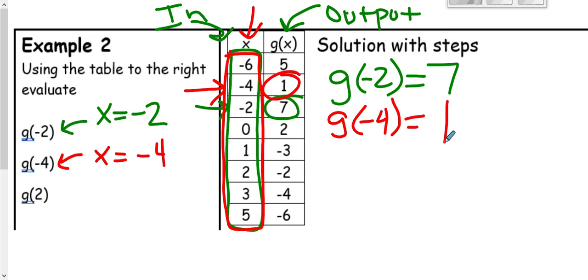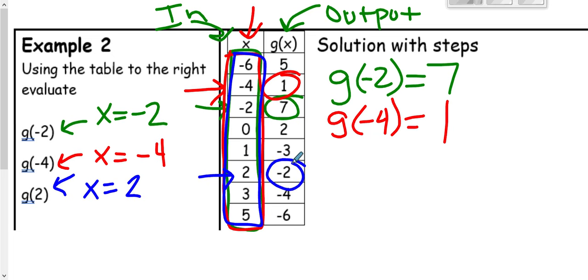Why don't you try the last one? Evaluate g of 2. So this is saying that x equals 2. We looked down the x column for the value of 2, found it right here. What's the output value? Negative 2. So we would say that g of positive 2 is negative 2. These ones are probably my favorite because they're that simple.